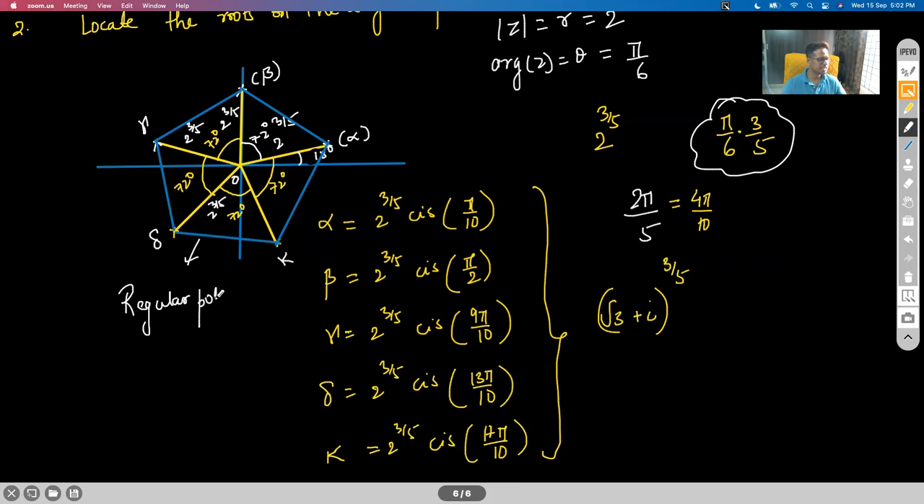Now in JEE and other exams, they may ask you a question like this. If I were a question setter, I would say: if you locate all the values of (root 3 plus i) to the power of 3 by 5 on an Argand plane, you will get a polygon. Find the side length of the polygon. That would be a question, isn't it? I can ask you to find the side length of the polygon.